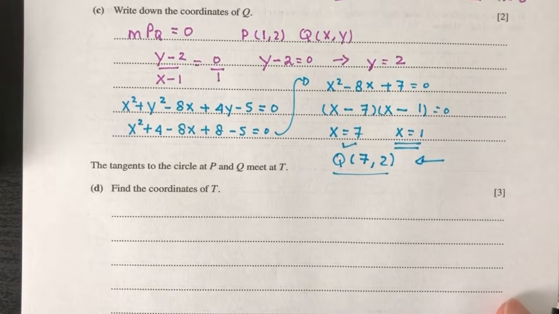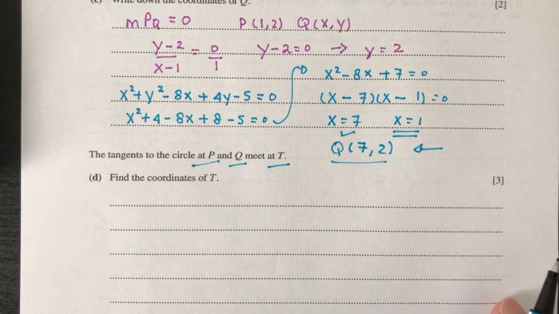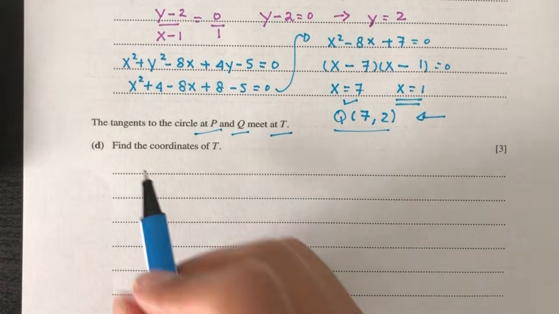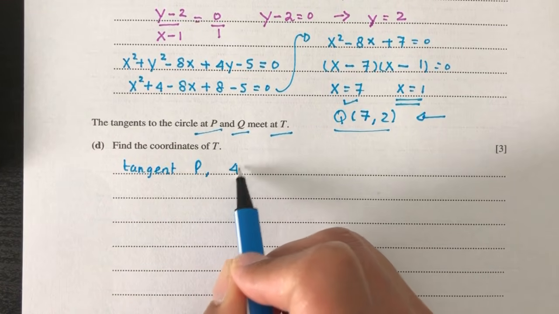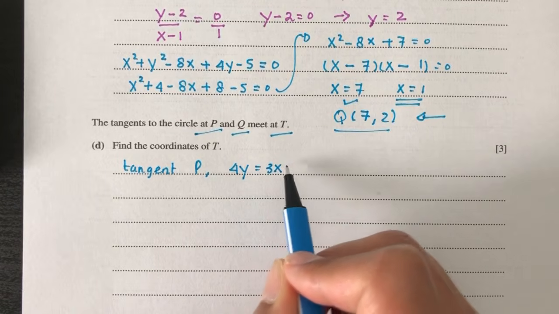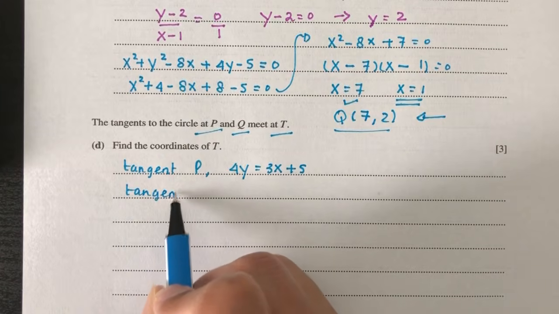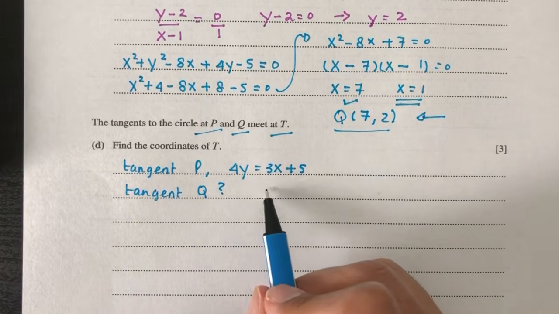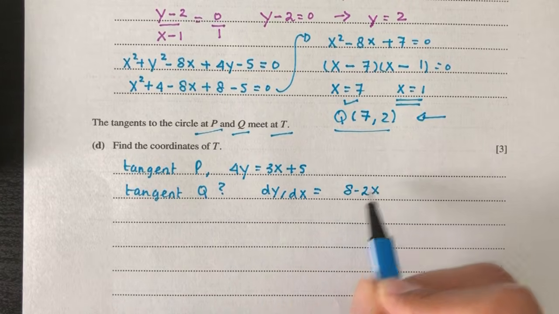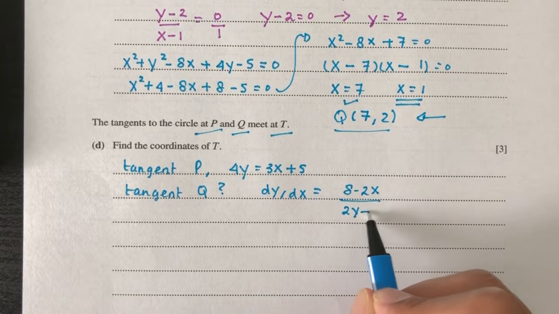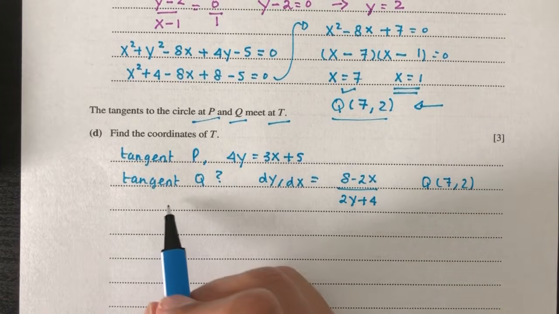Now question part D. The tangents to the circle at P and Q meet at T. Find the coordinates of T. So you guys know already from part B, the tangent at P is given by 4y equal to 3x plus 5. So now we have to find the tangent at Q. Since we know dy by dx from part B is given by (8 minus 2x) divided by (2y plus 4), you can use the point Q, which is (7, 2), to find dy by dx first.